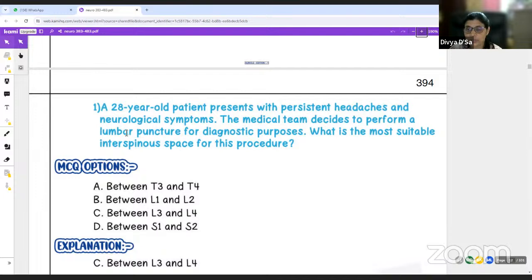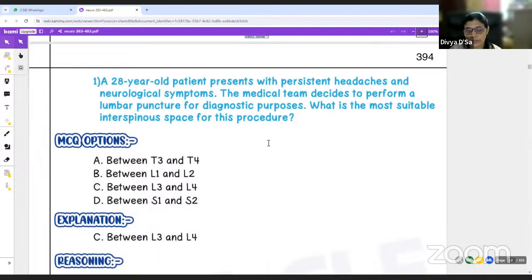So what do we need to remember? We need to remember the extent of the spinal cord, right? It extends from the C1 arch up to the lower border of L1. So where will we do it? We do it below that. So we take the space between L3 and L4.